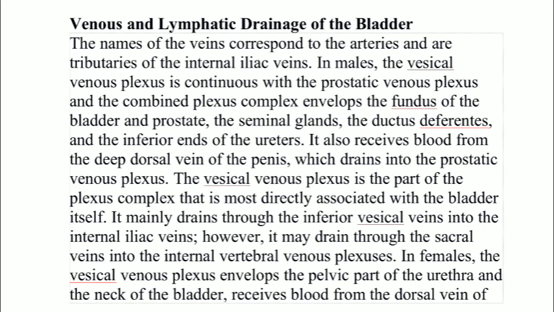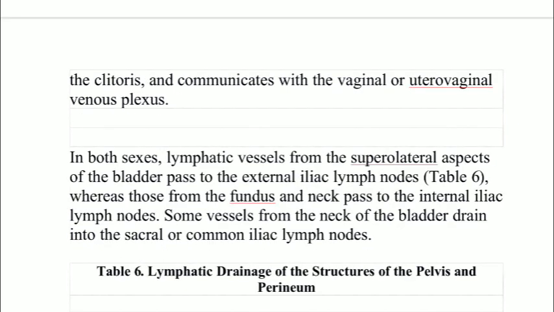The vesical venous plexus receives blood in females from the dorsal vein of the clitoris and communicates with the vaginal or ureterovaginal venous plexus. In both male and female, lymphatic vessels from the superior-lateral aspects of the bladder pass to the external iliac lymph nodes, whereas the lymphatic vessels from the fundus and neck of the bladder pass to the internal iliac lymph nodes. Some lymphatic vessels from the neck of the bladder drain into the sacral or common iliac lymph nodes.